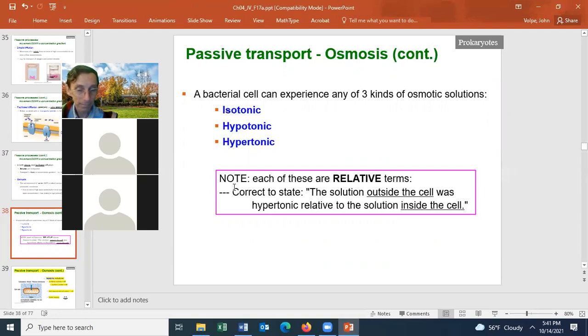Meaning if we just had water in some soil in a container, in one area the soil was dry, the other area the soil was wet. And so what would that be? You can't say that the wet soil is hypotonic to the dry soil.